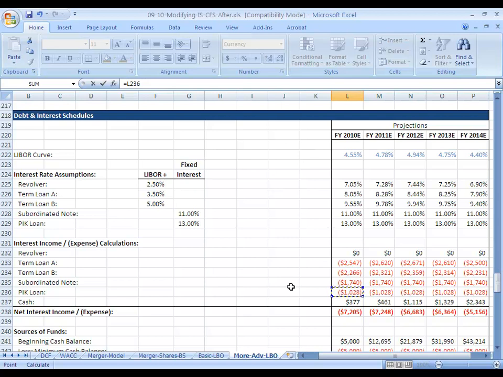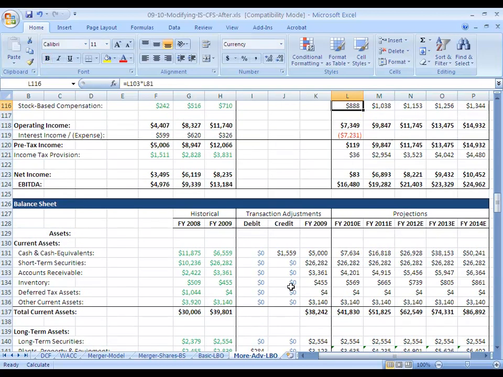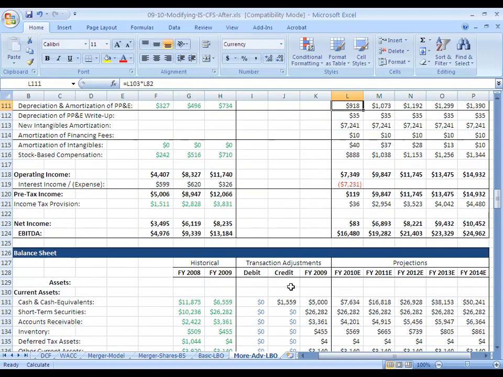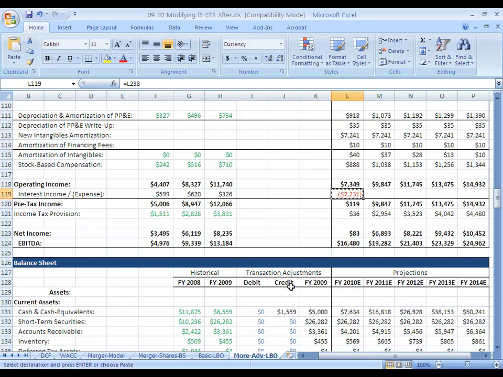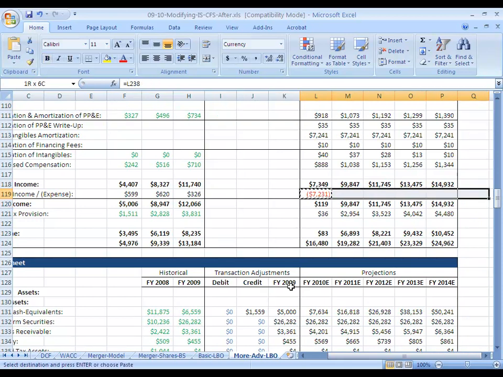A lot of people mix this up, but with paid-in-kind loans, even though the interest is non-cash, you still count it as interest expense on the income statement, and then you simply add back the interest expense on the cash flow statement. It's a non-cash charge, just like amortization, depreciation, or stock-based compensation. So we're going to pull in this net interest income or expense number. We see that, as expected, our pre-tax income has fallen dramatically in this case. And we'll just copy this across.